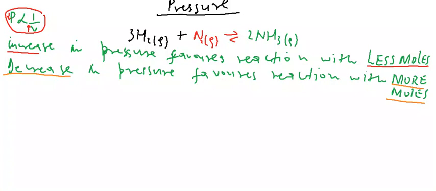So let's look at our balanced equation. Here we have 1, then we have 3, which means we have 4 moles of reactants. Then we have only 2 moles of products. There are fewer moles on the product side and more moles on the reactant side. We must make sure that we are talking about a gas, because if it's not a gas, it does not apply with pressure.